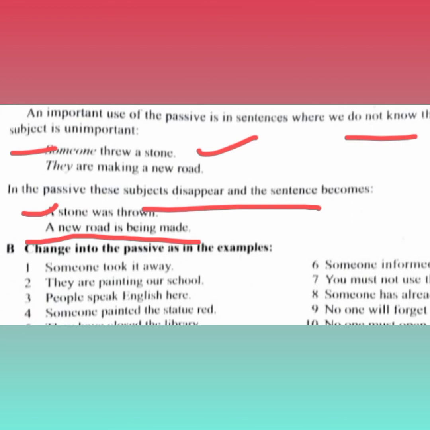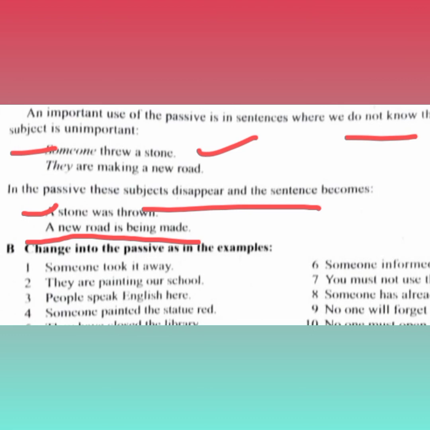Second one, "they are painting our school." Present continuous. Yes. So what will be the passive form? "Our school is being painted." Third one, "people speak English here." So passive form will be "English is spoken here."